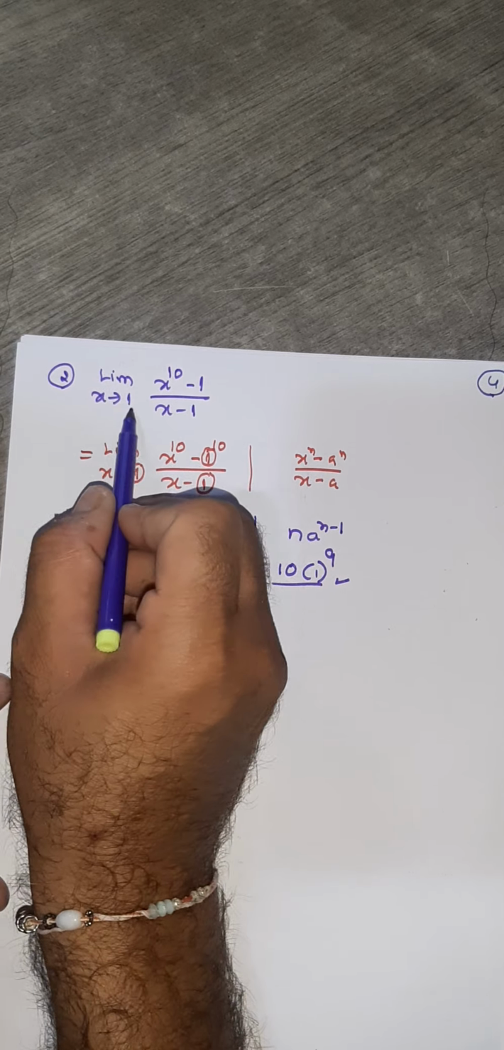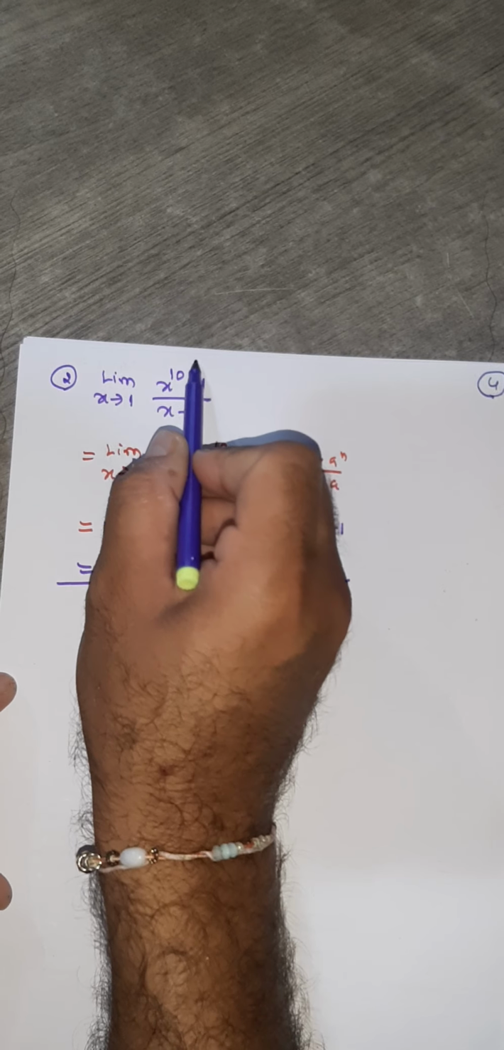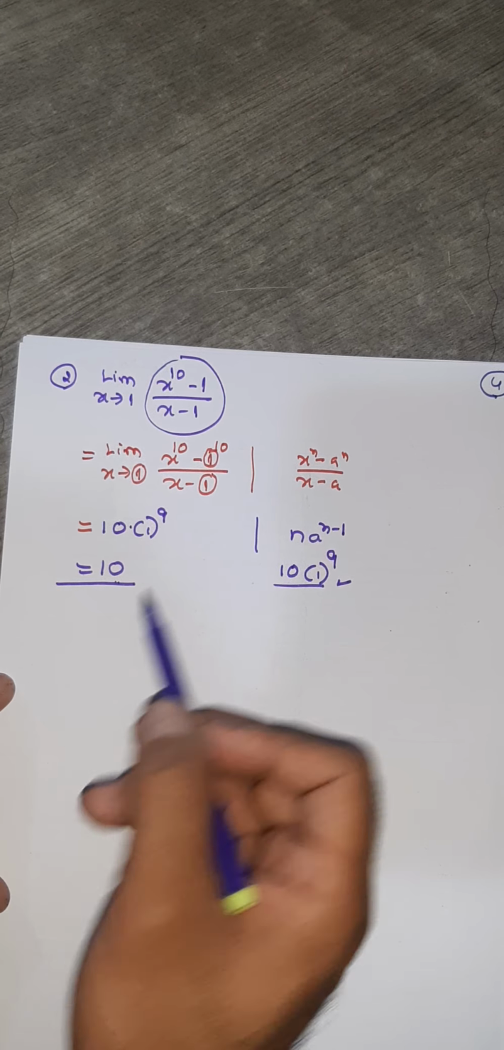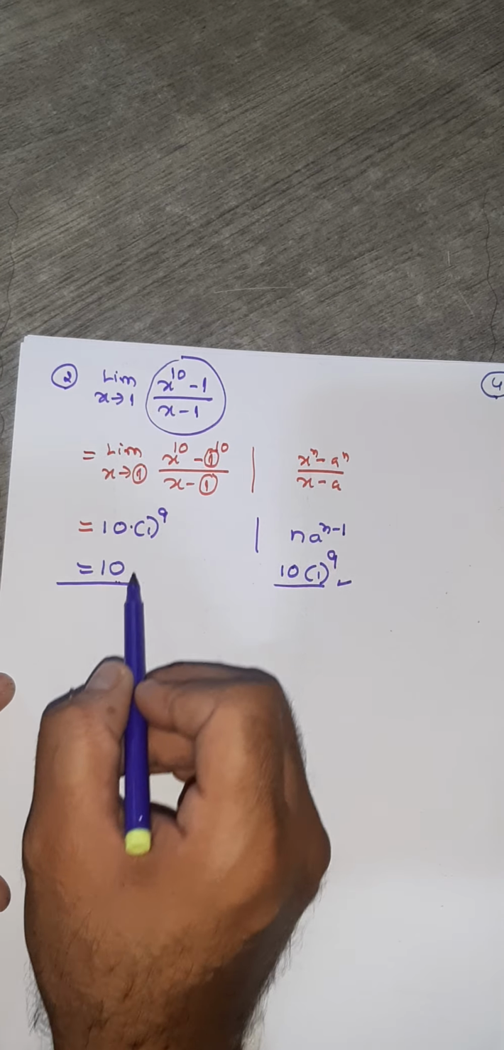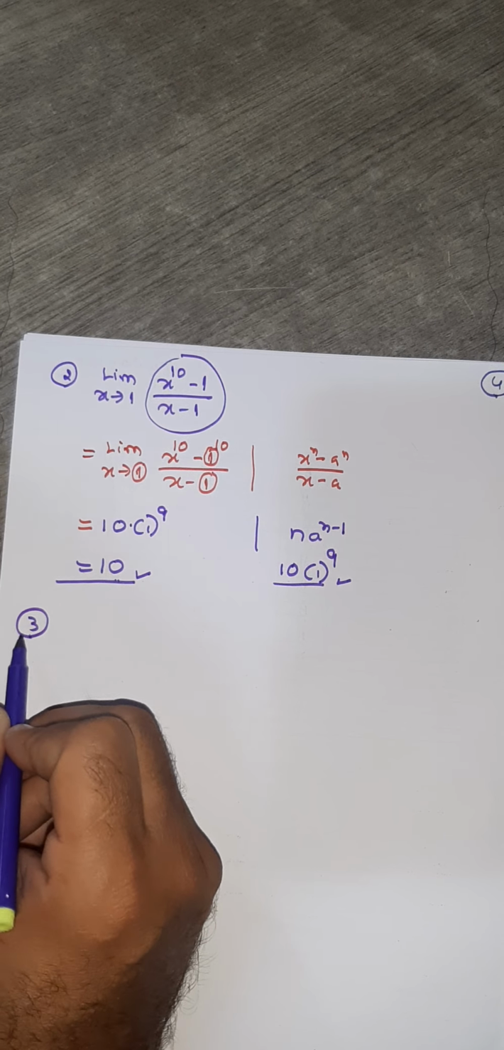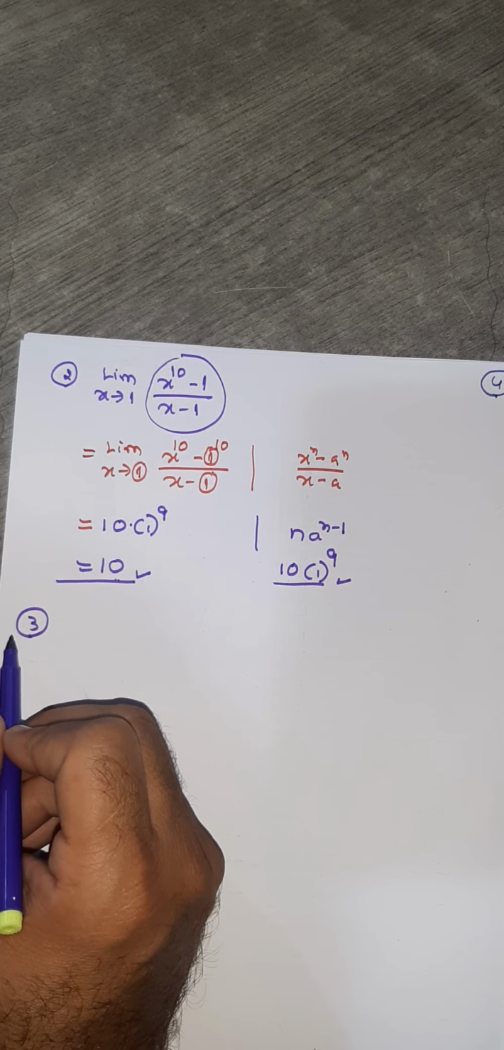So whenever x is close to 1, then this entire function is close to which number? 10. Again, you can take a number close to 1, put it here, and you will get a number which is very close to 10.